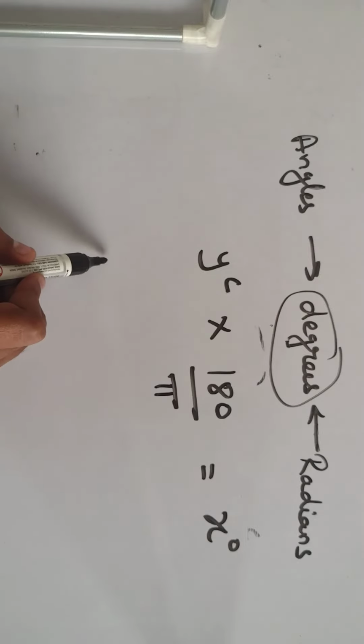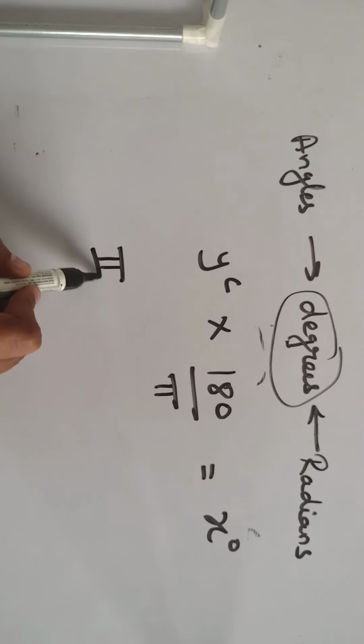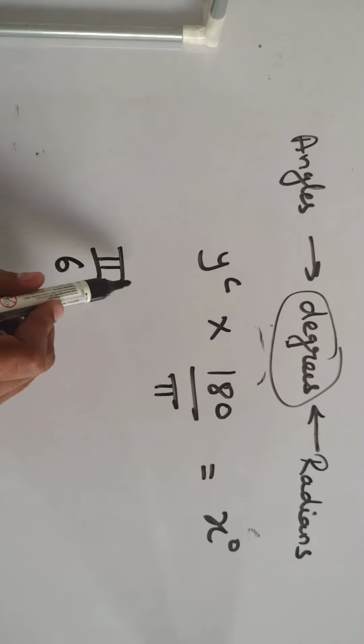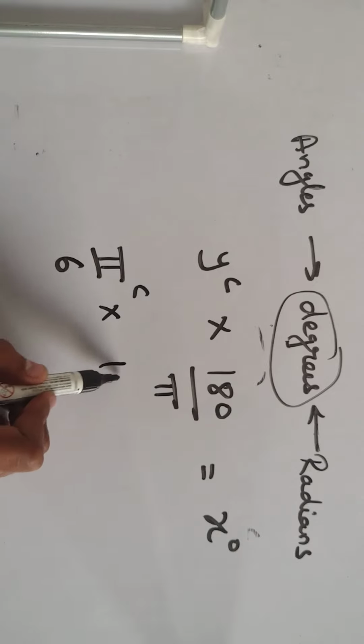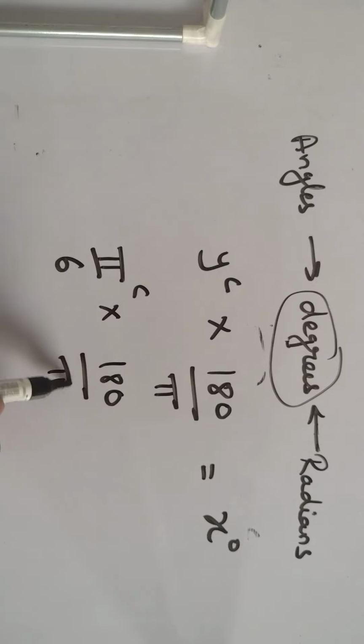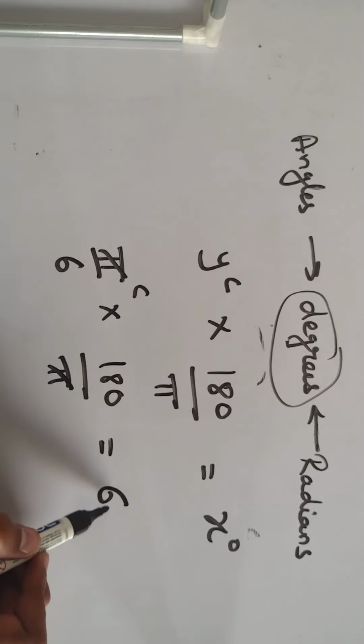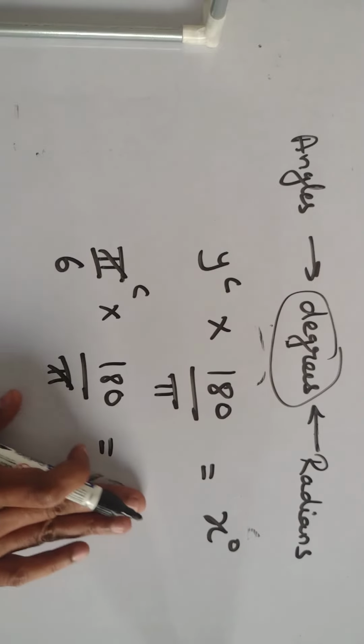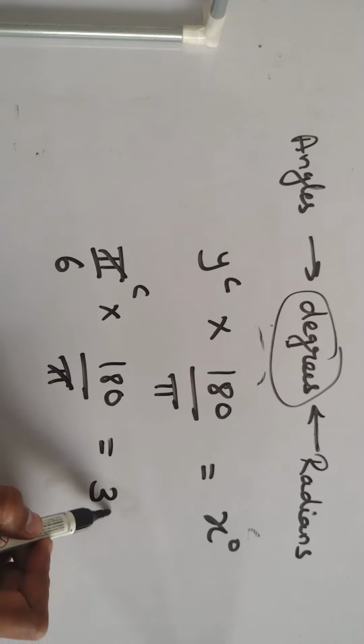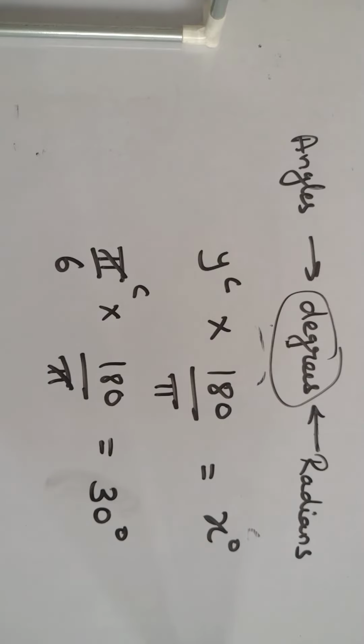So again, a very good example, I will say pi by 6. Pi by 6 radians into 180 by pi. So pi is getting cancelled. 180 by 6 is nothing but 30 degrees. Are you following it? I hope you got this. So this is very important.